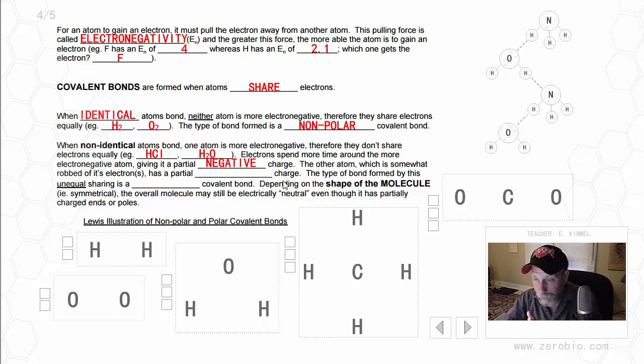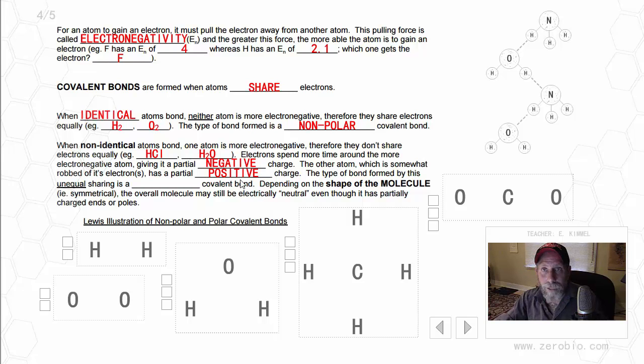Now, again, I'm going to explain a little bit more as we go on. Because the electron spends more time around one atom than the other, that atom is more negative because of that electron. But the other atom, which is somewhat robbed of its electron or electrons, has a partial positive charge. So this is where the poles build up. One atom pulls the electron over to itself and gets it. It's an unequal sharing, but they are sharing. It's like I get you 5 days a week and you get it only 2 days a week. So I'm more negative than you are.